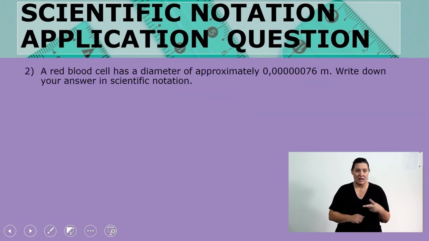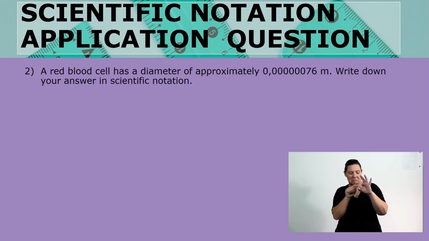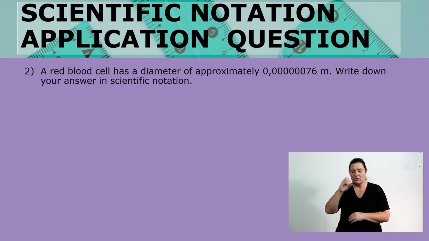Our second example: a red blood cell has a diameter of approximately 0,00000076 meters. That is a very small number. Think of a blood cell. So we are going to write down that number in scientific notation.